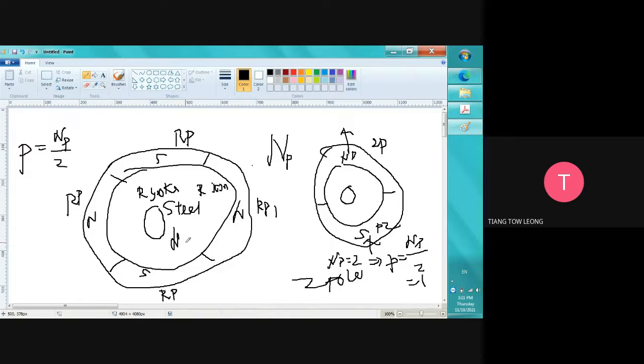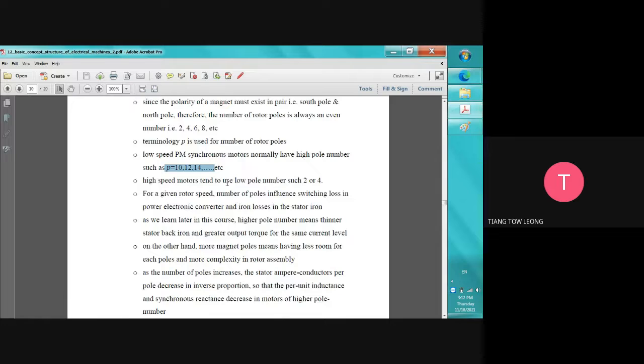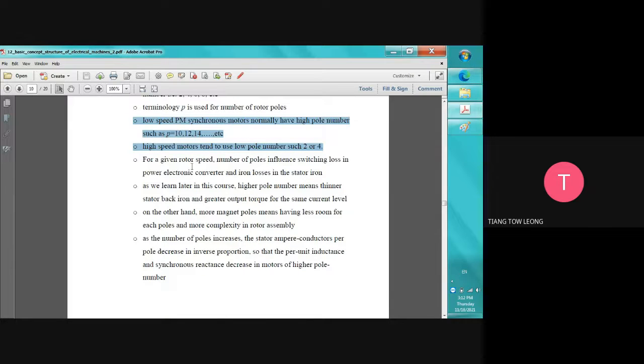Then, for example, this NP is 4. 1 pole, 2 pole, 3 pole, and 4 pole. So our pole pair is number of poles divided by 2, which is 4 divided by 2 and becomes 2. 2 pole pairs. So a low speed PM series motor normally has a high pole number, such as this one. For low speed, high speed motors tend to have a low pole number, such as 2 or 4 and 6. There is a formula that proves this later on. For a given rotor speed, the number of poles influences switching loss in the power electronic converter and iron losses in the stator iron.